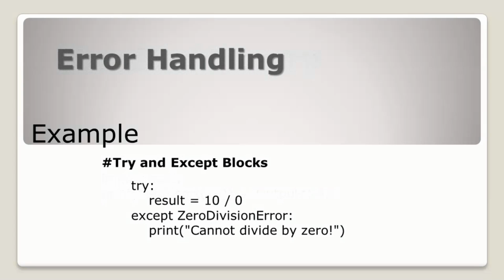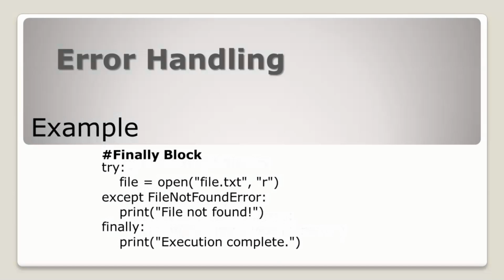Python uses a robust error handling mechanism with try, except, else, and finally blocks to catch and manage exceptions. The finally block runs no matter what, even if an exception occurs.